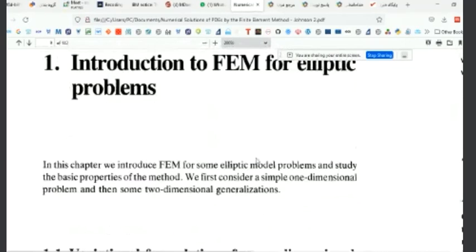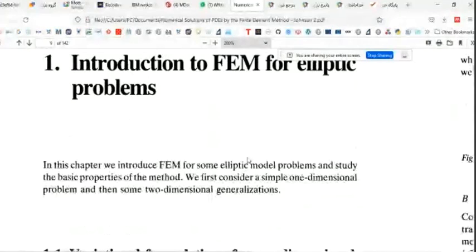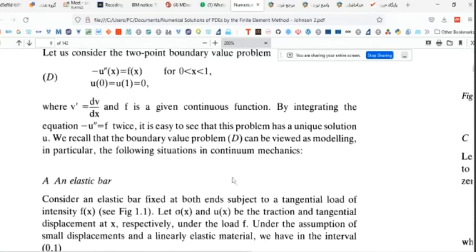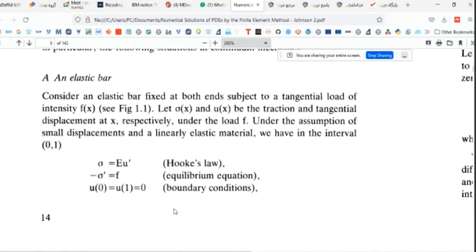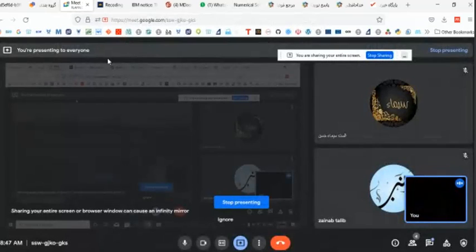The other pages refer to elementary discussion and introductions of this method. So you need to study these pages, page 14 to page 20, and be ready for the next meeting, inshallah, on Sunday evening.